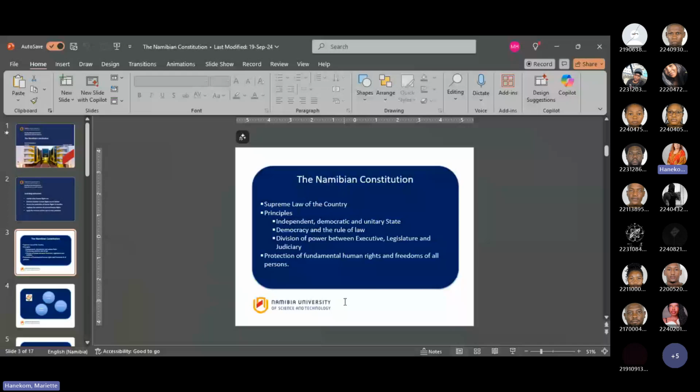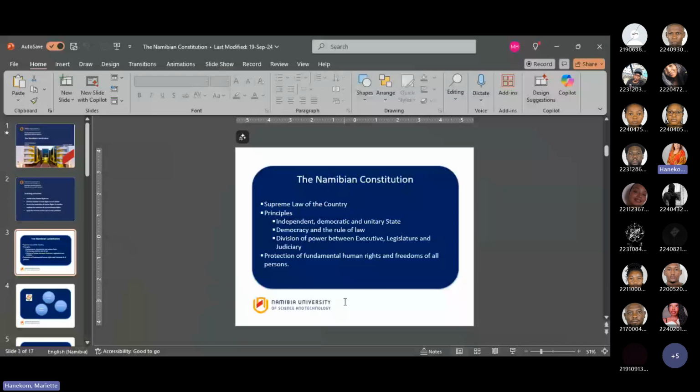It is the supreme law of the country. Any other law that we have in Namibia is subordinate, is less important than the Namibian Constitution. If there is anything in another law that contradicts the Constitution, that other law can be declared invalid.